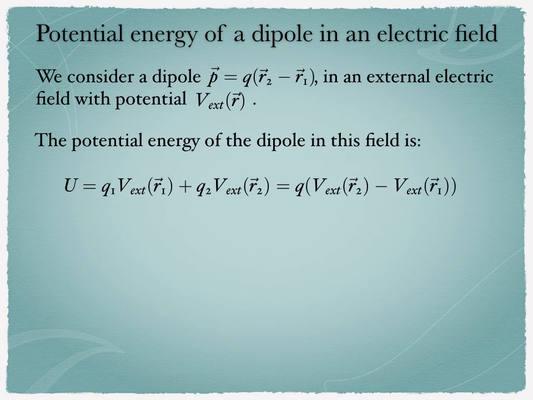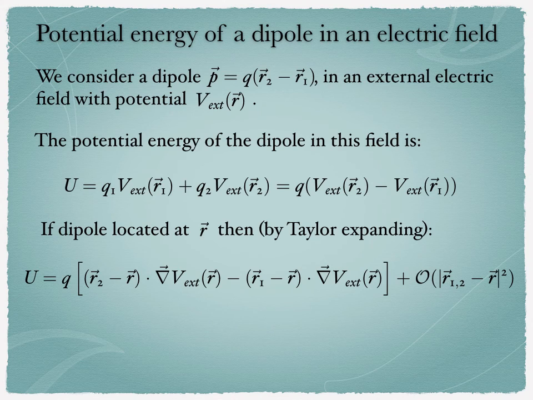So what we can do is expand basically the potential at R2 and R1 about the location R of the center of the dipole. So if you do that, this is like really basic Taylor expansion of this function, and you would get that it is equal to Q times R2 minus R scalar product with the gradient of the potential, minus R1 minus R scalar product with the gradient of the potential as well, plus terms of a higher order in the difference between R1 and 2 minus R.